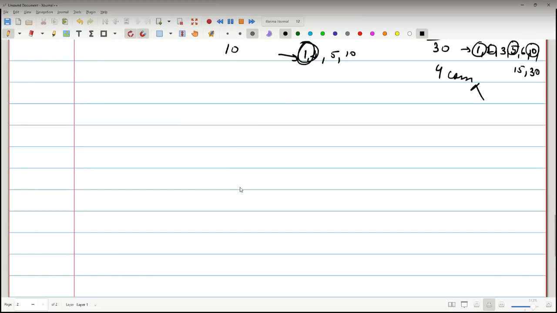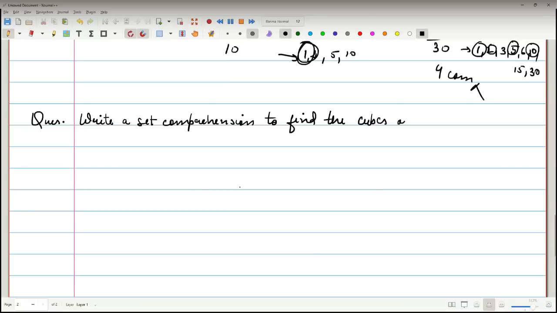Okay. I'll give you one more question. Write a set comprehension. I'll write it, otherwise if I speak like this, you'll understand the answer. This is MCQ based.